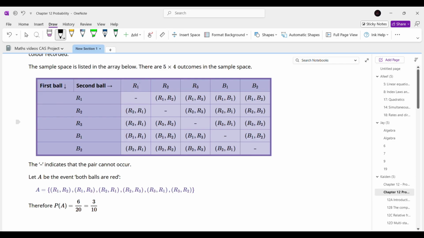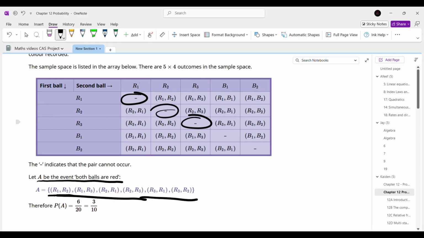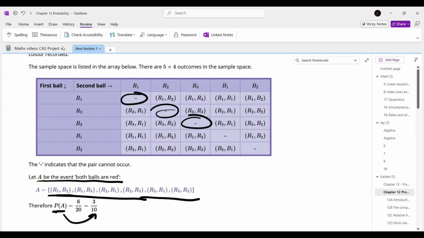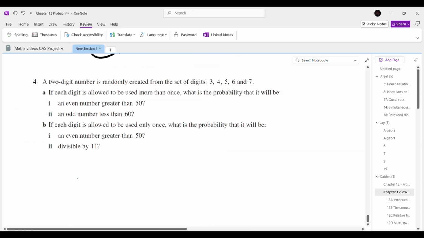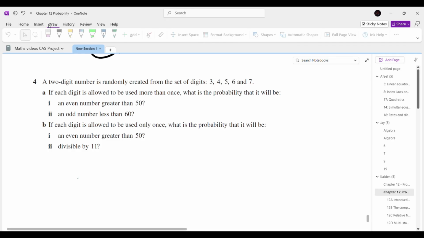And so when our event A is that both balls are red, we don't include these 3 here where we got the same ball twice. So it's just these 6 outcomes over our 20 possible outcomes. So the probability of both balls being red is just 3 over 10 now. As you can see, this does definitely change our results. So let's just try with this problem right here. A 2-digit number is randomly created from the digits 3, 4, 5, 6, and 7.